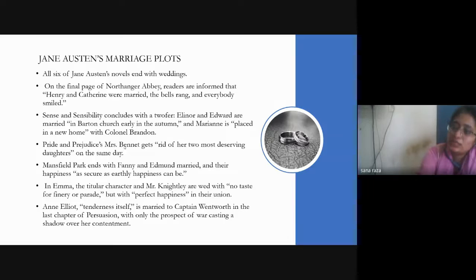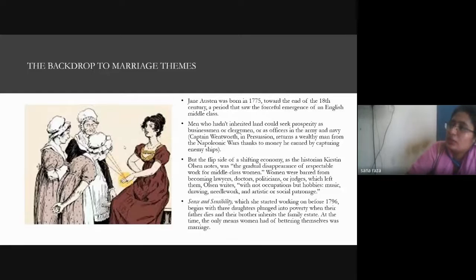So these are six major novels, and they have this marriage thing in common. This is where all six novels end, but the proceeding is different. Marriage has been treated differently in all these novels. So, the backdrop to marriage themes. Jane Austen was born in 1775, towards the end of the 18th century, a period that saw the forceful emergence of an English middle class.